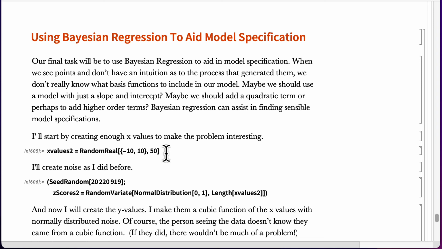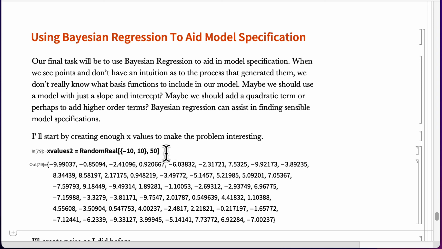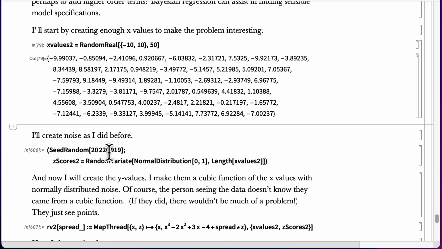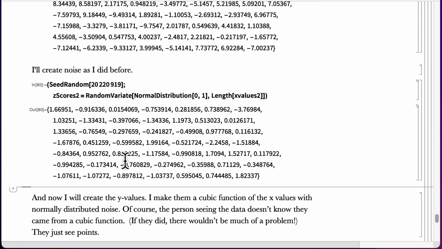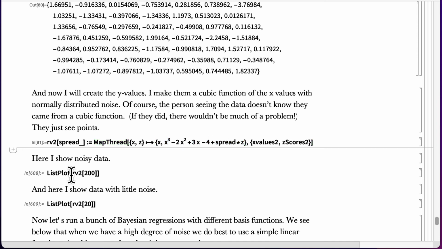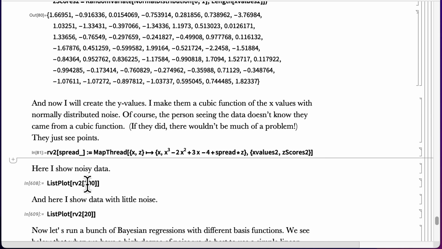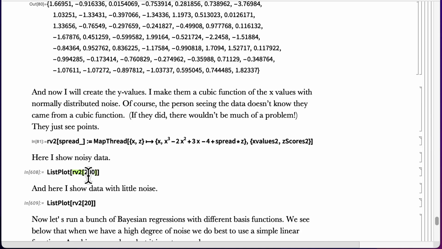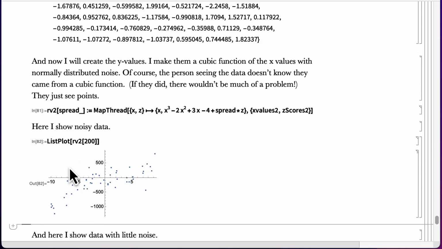All right, to make this useful, I've got to have 50 data points. There they are. I'm going to create z-scores for each of the data points, just like I did last time. And then I'm going to create a new spread function that says, and you're never allowed to see this, but I'm letting you in: the true model is x cubed minus 2x squared plus 3x minus 4 plus some noise. All right, so let's show you some noisy data, supposing that spread is 200. All right, there's our data.